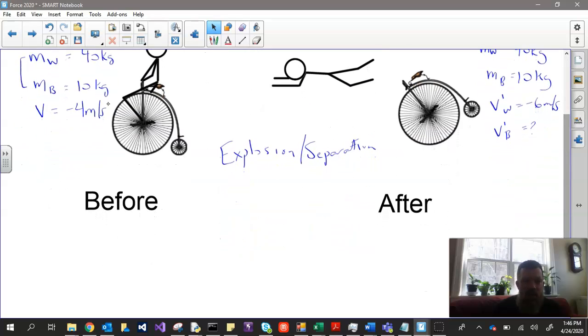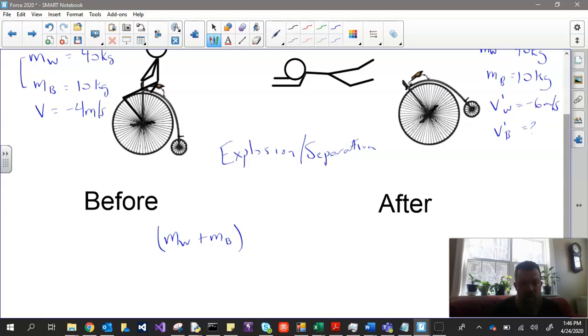And I like to put the letters this way so that I can look at them and know what goes with what. So the formula would be MW plus MB for bike, times the combined velocity beforehand, equals the mass of the woman times the velocity of the woman, plus the mass of the bike times the velocity of the bike after. And that's what we're looking for, this right here.